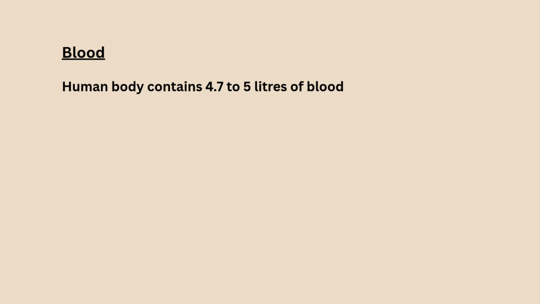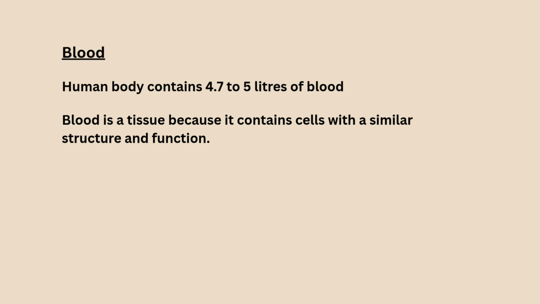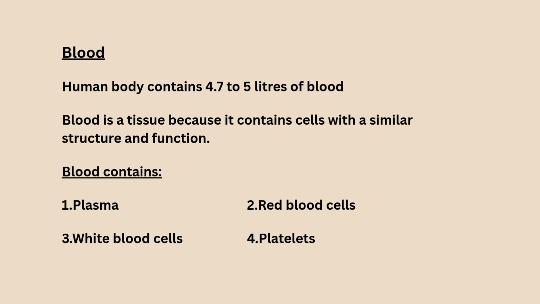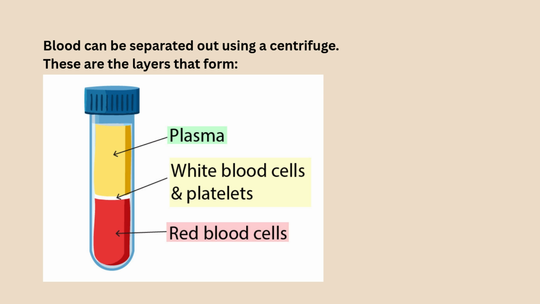The human body contains about 4.7 to 5 litres of blood. Blood is a tissue because it contains cells with a similar structure and function. Blood contains plasma, red blood cells, white blood cells, platelets. Blood can be separated out using a centrifuge, and these are the layers that form.